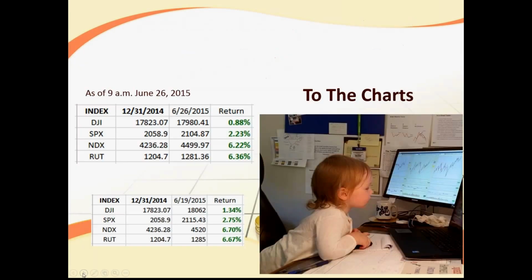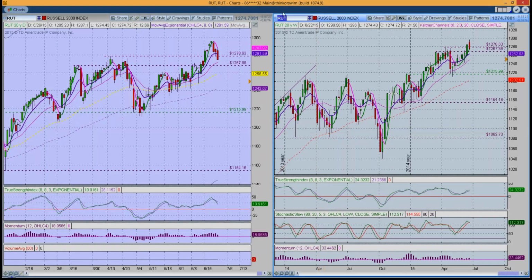So let's see what we've got going. As of 9 o'clock this morning, the Dow was down from where it was last week. It's showing about a 0.88% return so far through the year, 2.23 on the S&P, 6.2 on the NASDAQ, and a 3.6. And as we can see, this is slightly down from how the markets were doing year to date when we took the snapshot last week. So let's take a look at the markets and see how they are in fact doing.